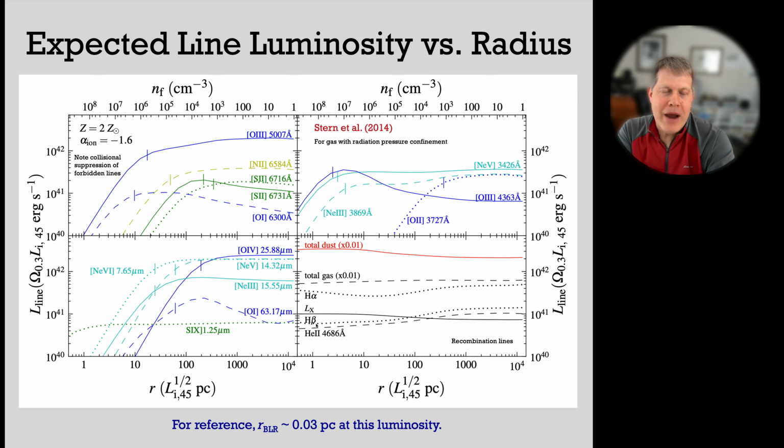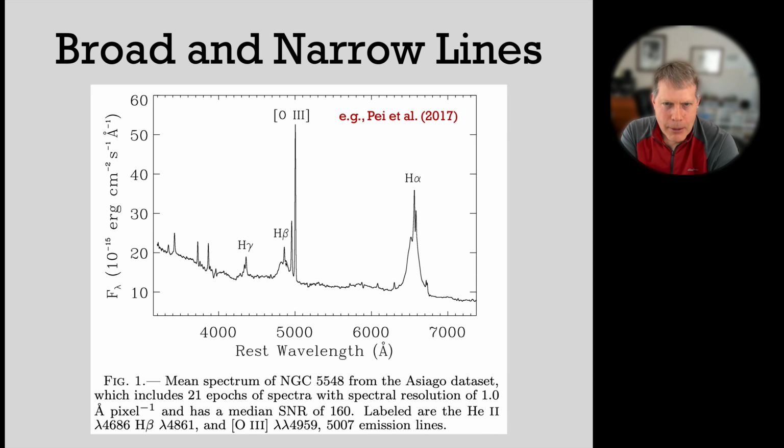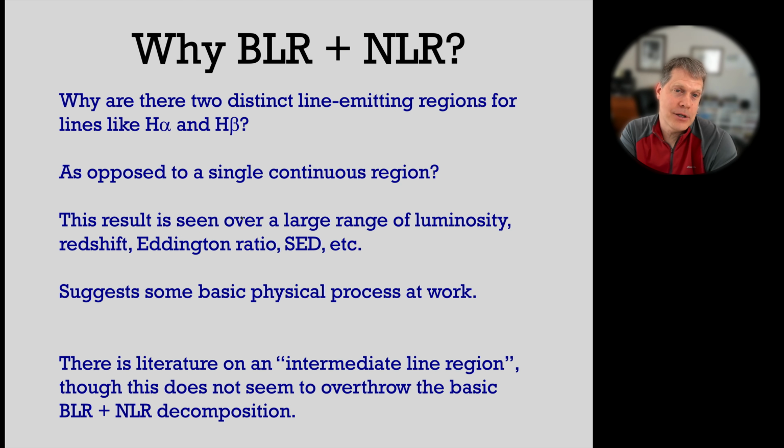Why do those break down into a broad component and a narrow component? That's a good question. This basic decomposition of lines like H alpha and H beta is seen over a large range of AGN luminosity, redshift, Eddington ratio, and spectral energy distribution. What's going on? The fact that it exists over all these parameters suggests that there's some basic physical process at work here. And I want to talk about that briefly.